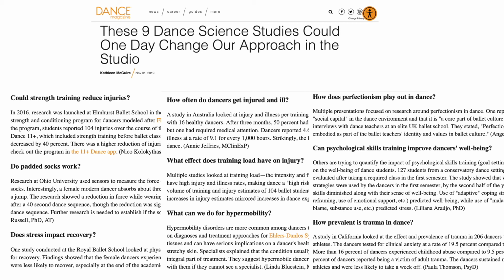So what we should be doing, if I look at those ideas, we have strength training, we have equipment in some way with the padded socks, we have the talk about stress, the perfectionist, the psychological skills and the coping, hypermobility, trauma. It's so many different things. But the problem is we are doing that all in separate boxes and silos.